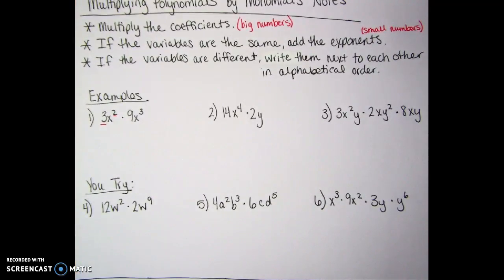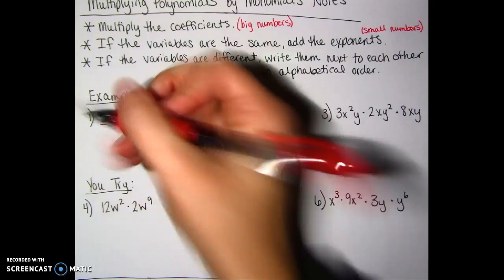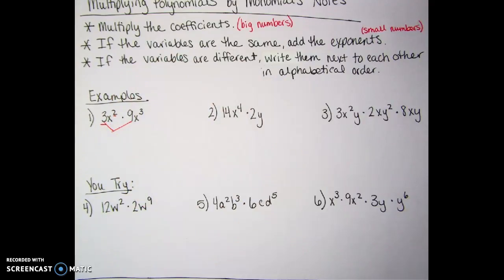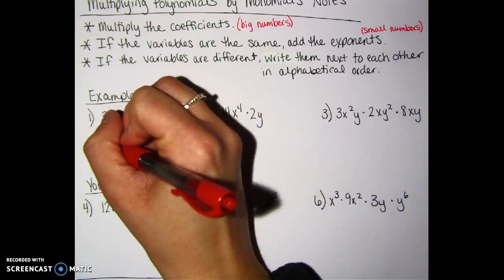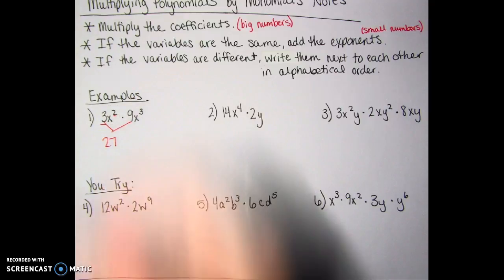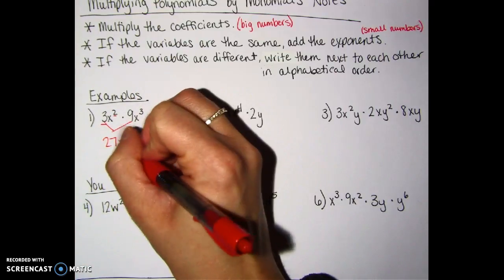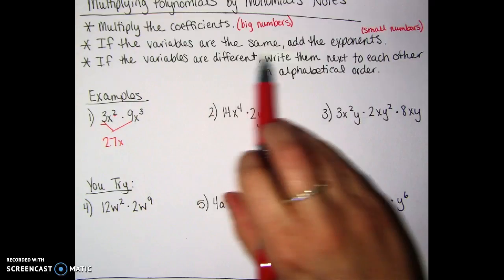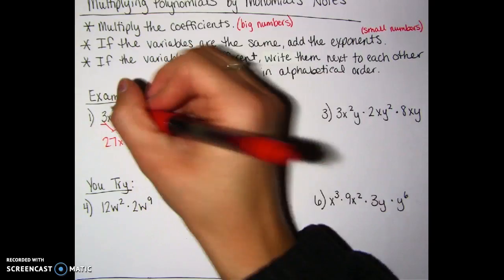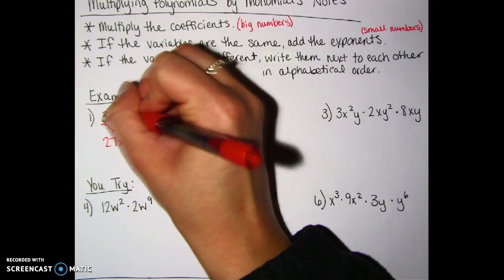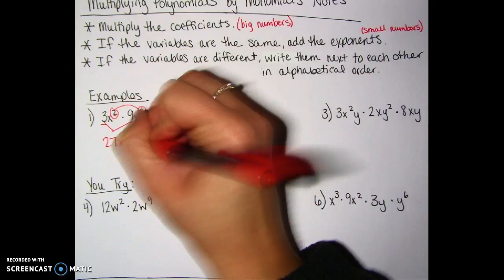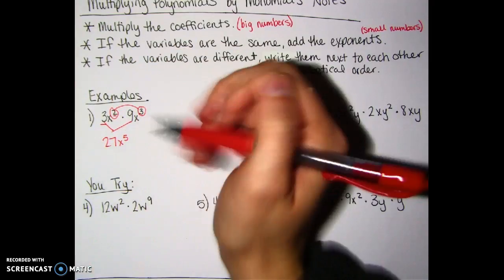So following the rules, it says multiply the coefficients. So I'm going to multiply 3 times 9. 3 times 9 is 27. And then they both are x's, so I'm just going to write an x, and it says if the variables are the same, add the exponents. So 2 plus 3 is 5. There's my answer.